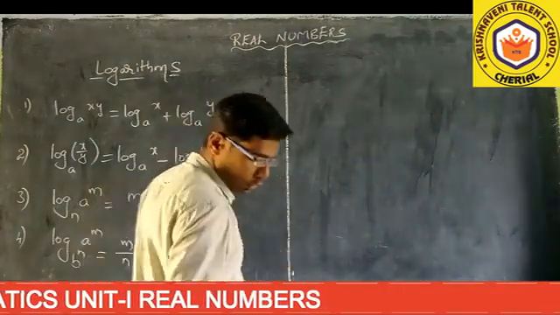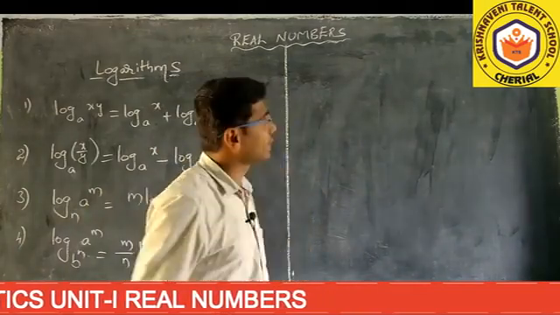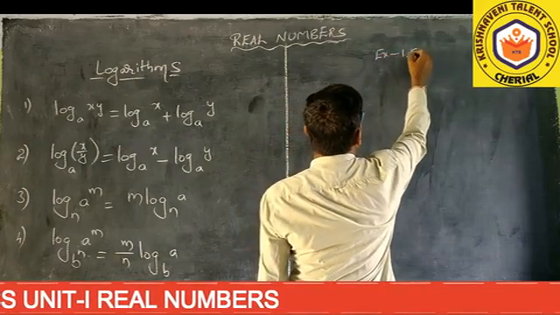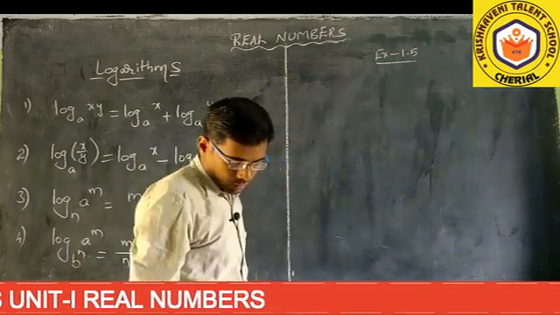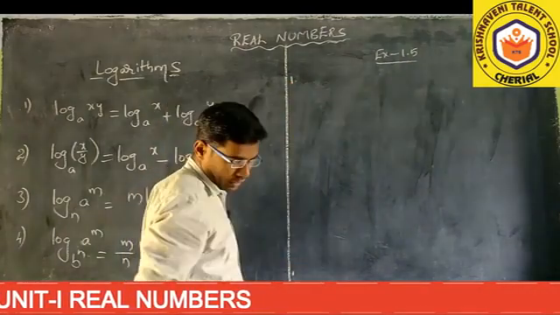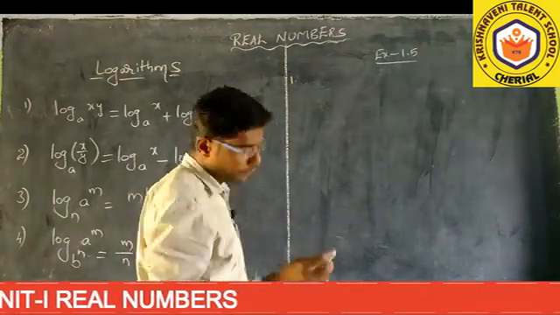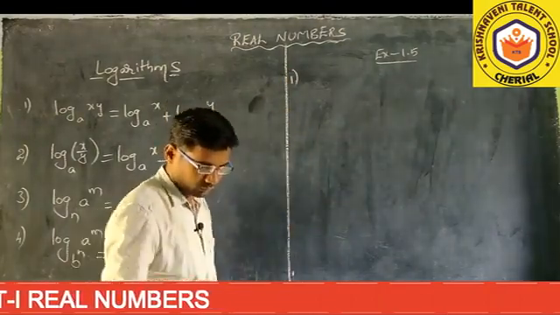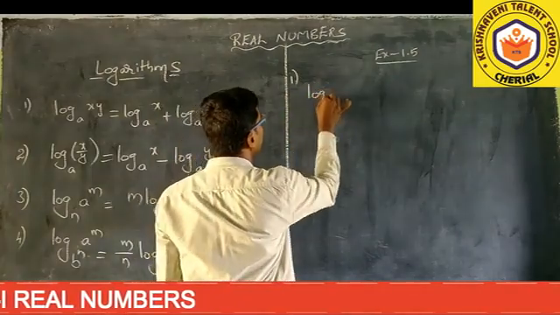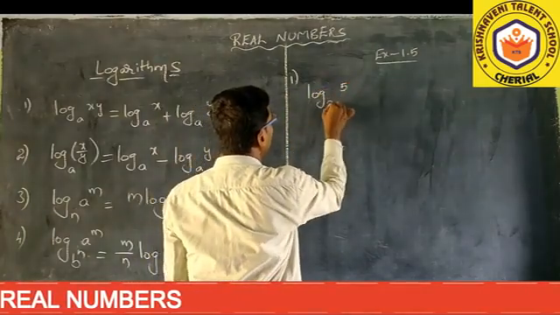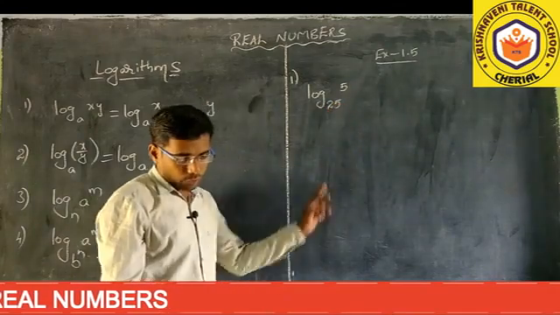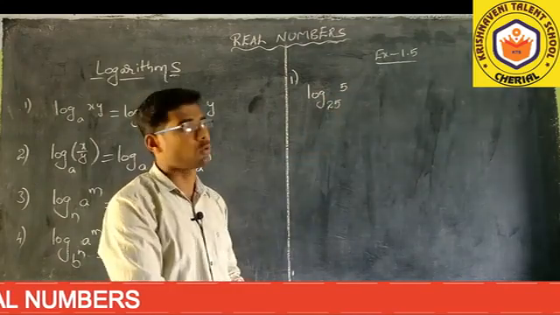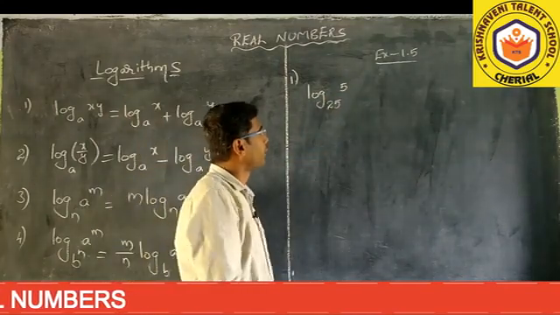Now I am going to explain Exercise 1.5. The first problem says: determine the value of the following. The first one is log 5 to the base 25. We have to find the value of log 5 to the base 25.